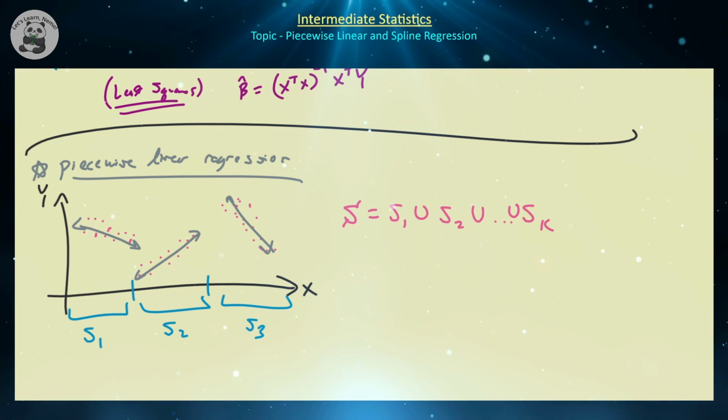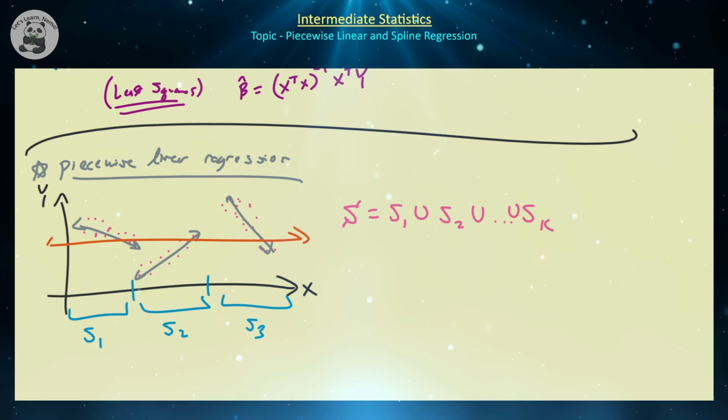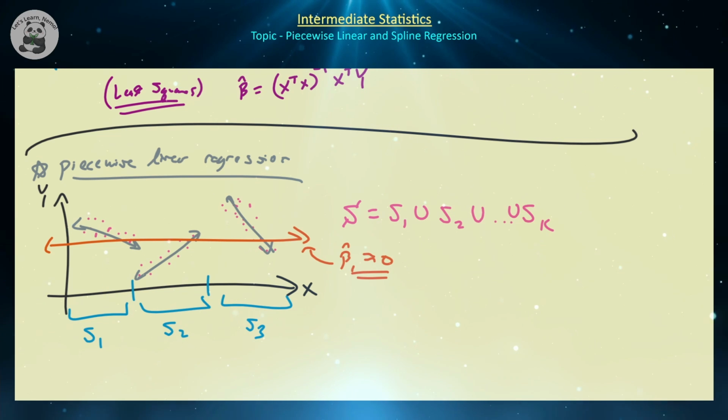Well, on those subintervals, those lines will be more appropriate, but if we try to fit a linear model for the entire set of data, then you would probably get something like that, where our beta 1 hat is approximately equal to 0, meaning that that model is probably not that useful.